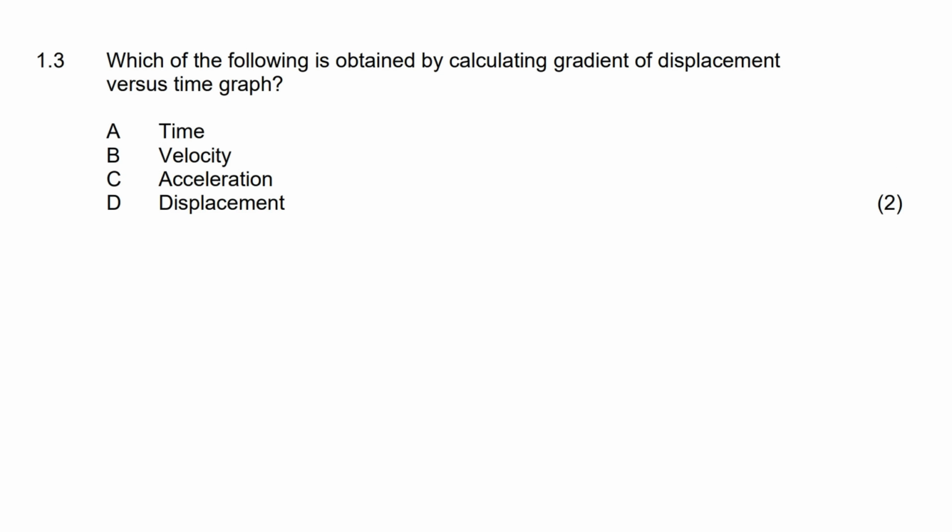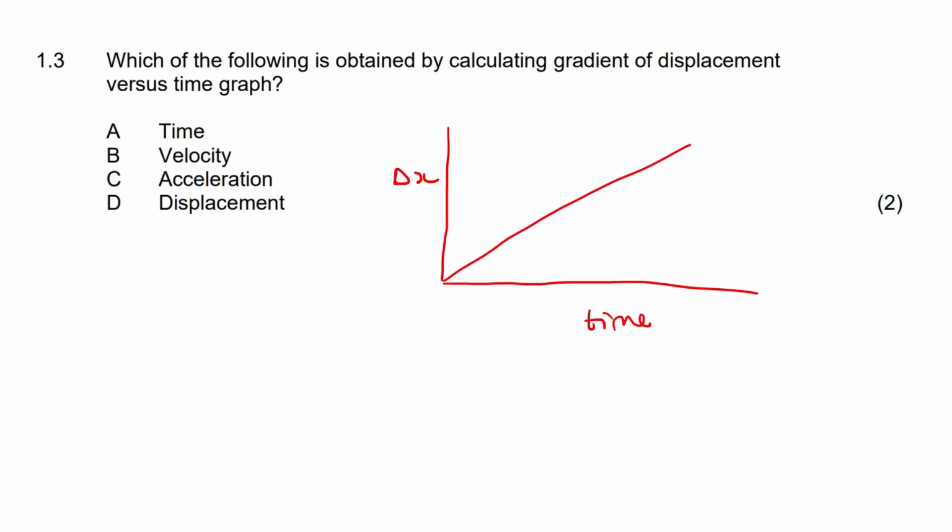Which of the following is obtained by calculating the gradient of a displacement versus time graph? Step 1, let's draw a displacement time graph. So displacement, time. Okay, now it doesn't really matter what it looks like. Let's just say it looks like that. Now we need to understand this idea of gradient.